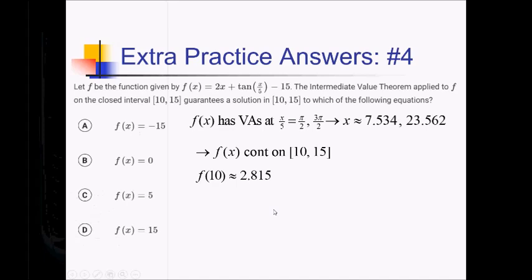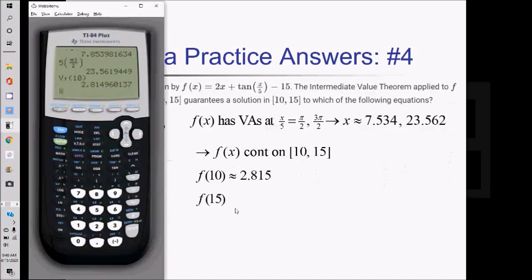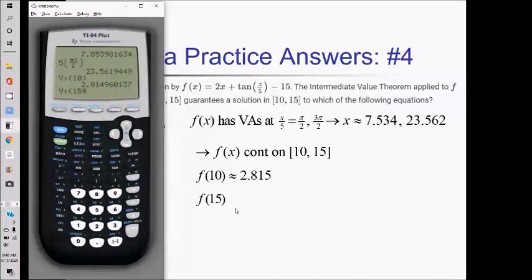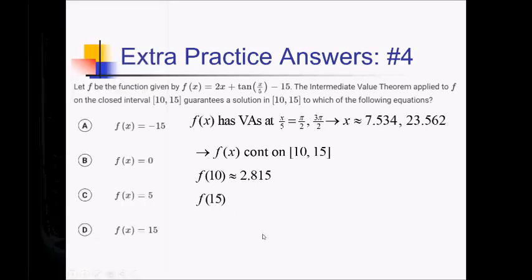All right, now we need to figure out f of 15. So let me go back and yank my input from before. We're doing y1 of 15 now. Comes out to about 14.857.